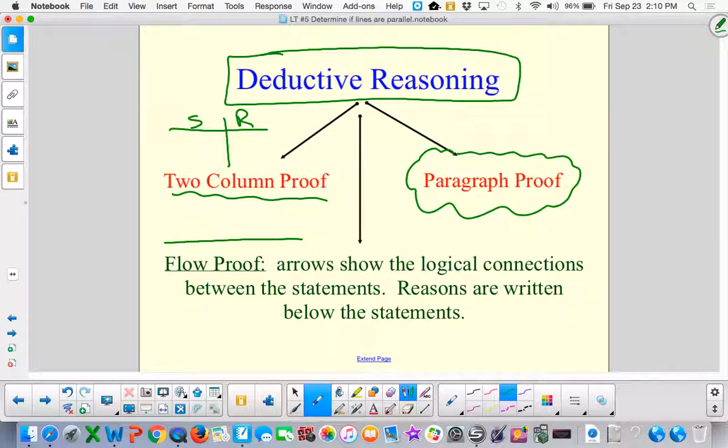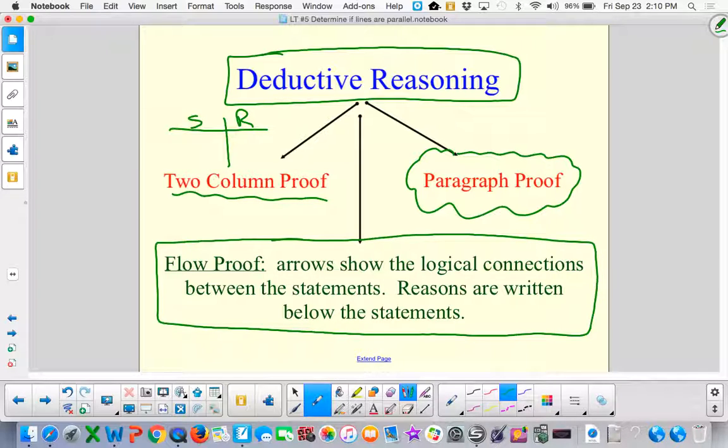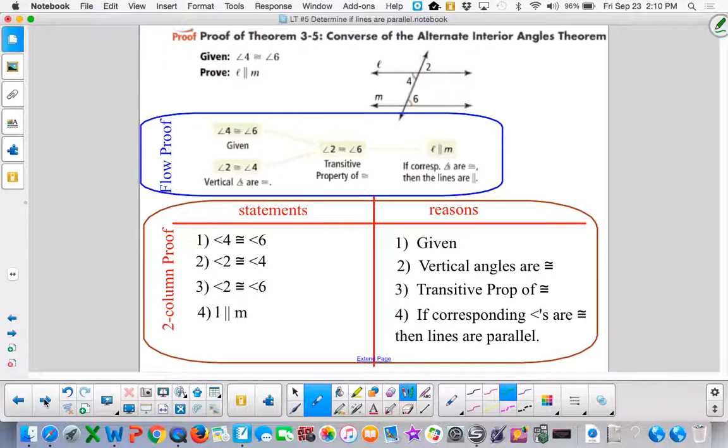But there is another way to prove, and it's called the flow proof, and I just want to introduce you to this idea. I don't want to force it on you, but you might actually like this way of proving things to be true. So I'm going to show you what it looks like. Let's take this example. We're proving the converse of the alternate interior angles theorem. And you can see down here in the red, we have our statements.